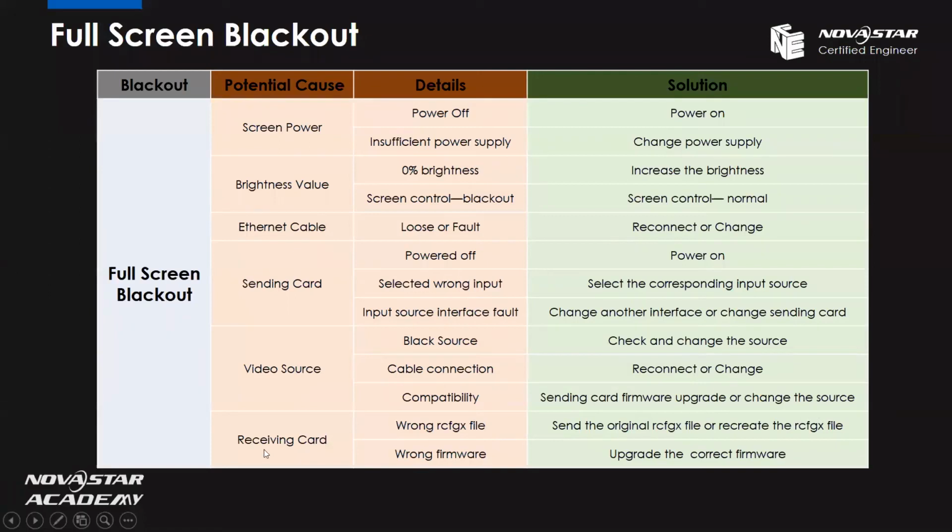Okay, the last one, we need to check the receiving card part. We need to check two things: the RCFGX file and the firmware program file. If there is something wrong with these two files, we need to send the original RCFG file or recreate the RCFGX file. And also we need to upgrade to the correct firmware. Okay, after we got all these points, let's see the systematic method.